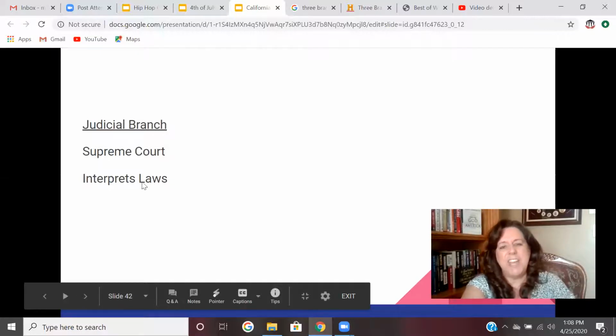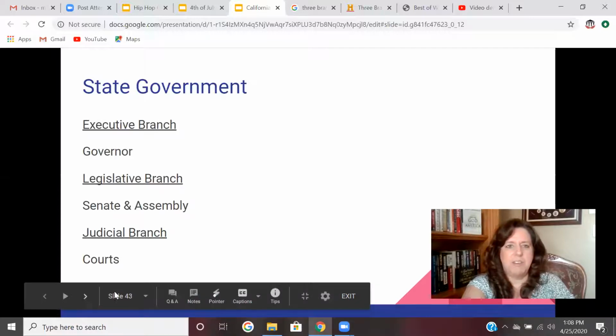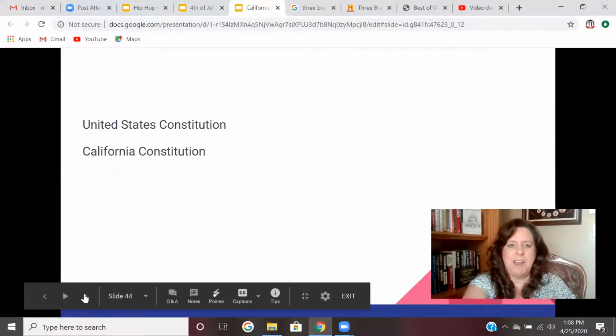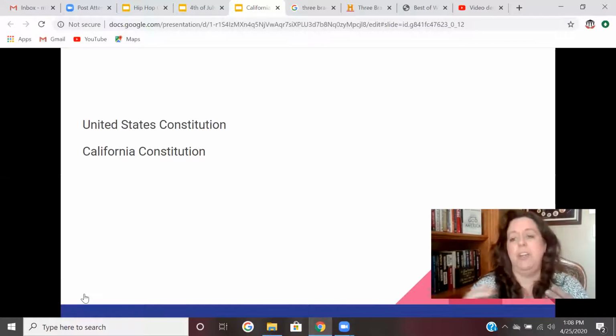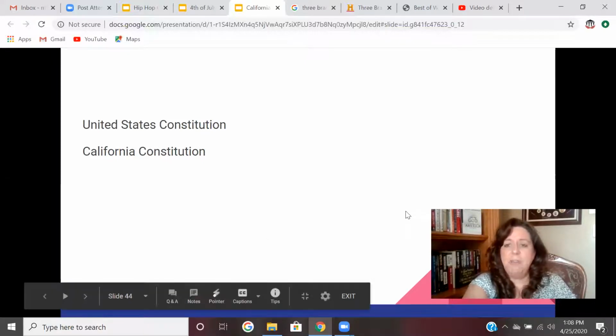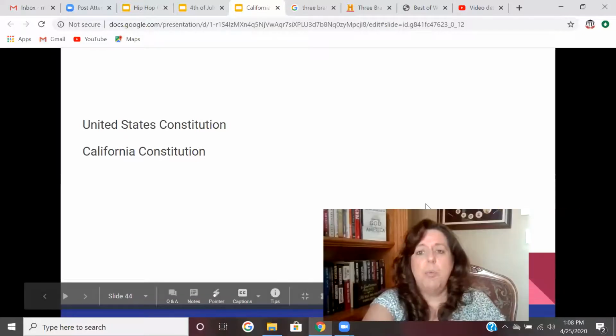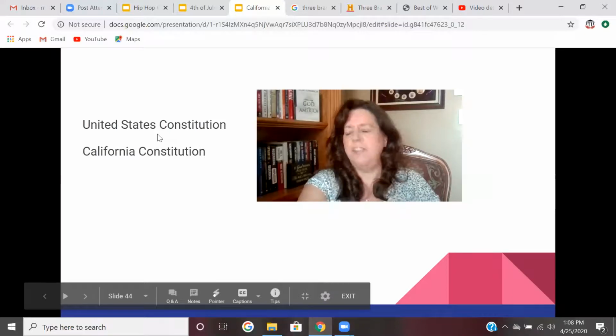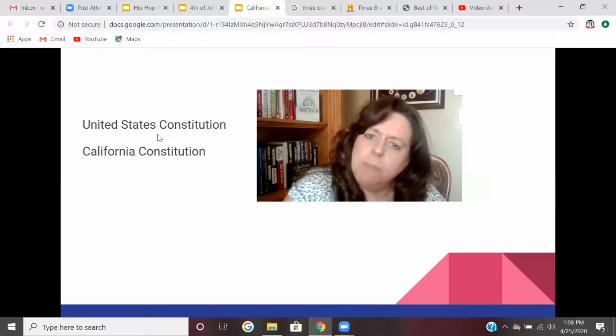I have this on here because you guys are going to be writing that down when we make our illustration. At the state level, we have governors and state assembly and courts, which we will be writing down. And each group has their own constitution, which is like their own rules that they have to follow. Now, the tricky thing is the California Constitution has to be consistent with the federal Constitution. That sounds kind of tricky. Let me explain it to you.